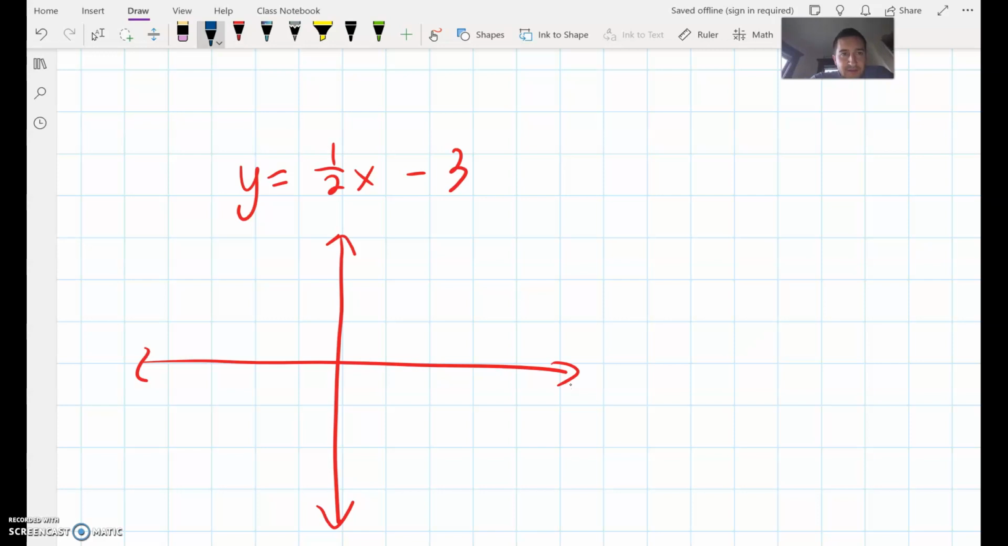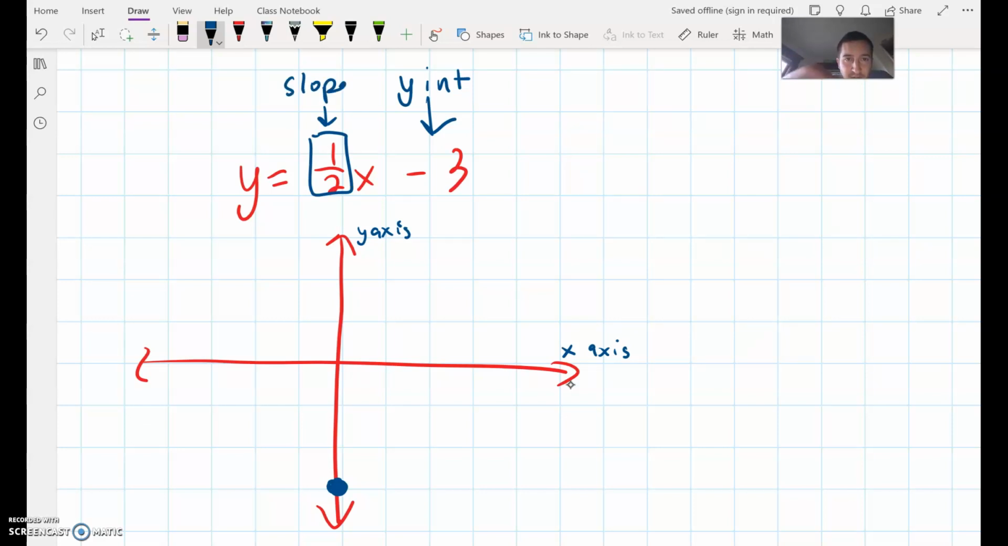The way I'd graph it is I would first just put my starting point at negative 3. 1, 2, 3. Right? Your y-intercept, which is right here, is always your starting point. Do that first. Remember, this is the y-axis. This is the x-axis. Okay, so once we have our starting point, then we look at the number that is in front of the x.